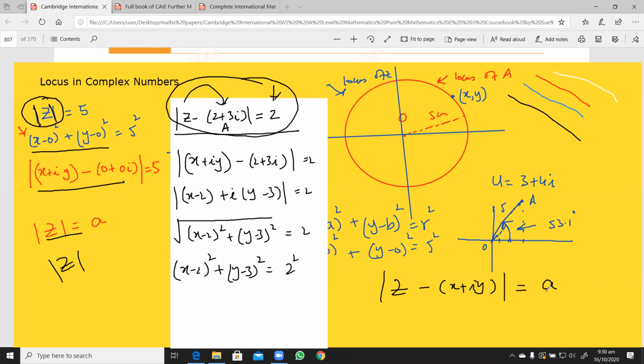Now you have to maintain a minus over here. How many of you remember when you were studying vectors and there you had AB equal to OB minus OA? Now AB is the position vector of B relative to A, that is B from A, OB minus OA. So this z minus x plus iota y means z from this x plus iota y. So this has to be the center of the circle.